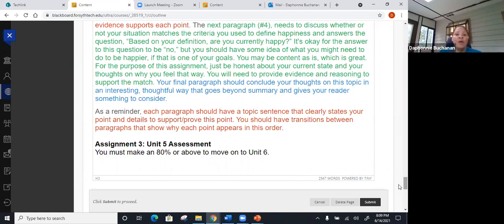And so in your final paragraph, you should conclude your thoughts on the topic in an interesting, thoughtful way that goes beyond summary and gives your readers something to consider. So again, you have to make 80% or above to move on to Unit 6. So I feel like these 2 papers will be fairly easy for everybody to get through.